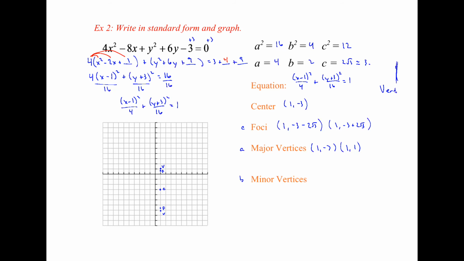And then your minor is perpendicular, so you'll be adding to your x coordinate now. And b is 2, so 1 minus 2 is negative 1. And 1 plus 2 is 3. And once again, I'm just going to count 2 to the right and 2 to the left. And those are my minor vertices, negative 1, negative 3, and 3, negative 3. And then you can graph the ellipse from there. And that's it.